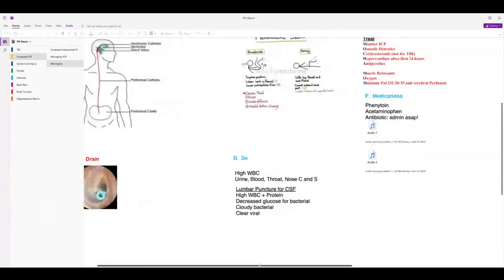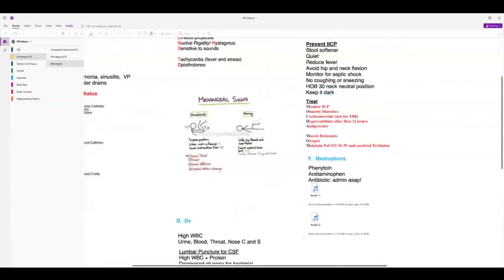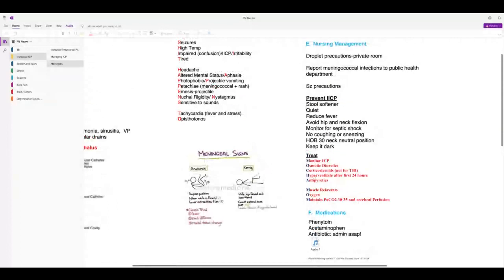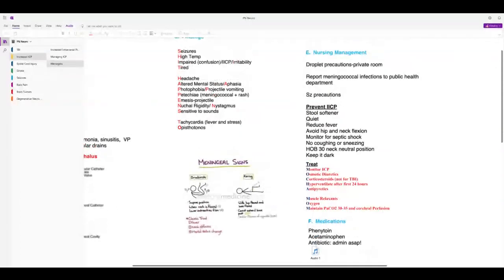I already went over the treatment. And let me see, seizure precautions. I told you about the private room. And then to prevent increased intracranial pressure, I already talked about keeping it quiet, reducing fever, avoiding hip and neck flexion, no coughing and sneezing, head of bed with neck and head in neutral or a proper alignment position. That's important.